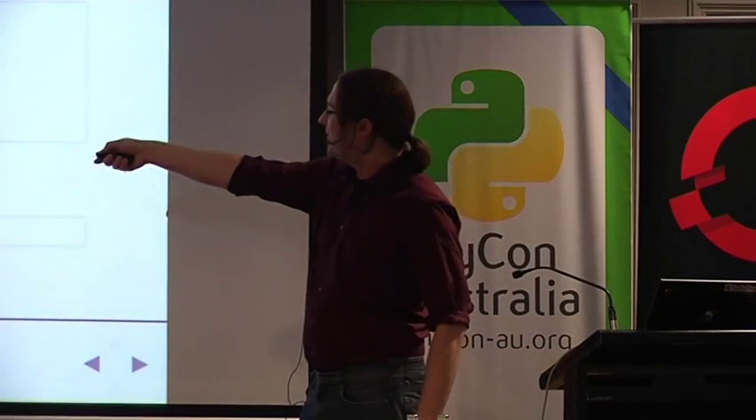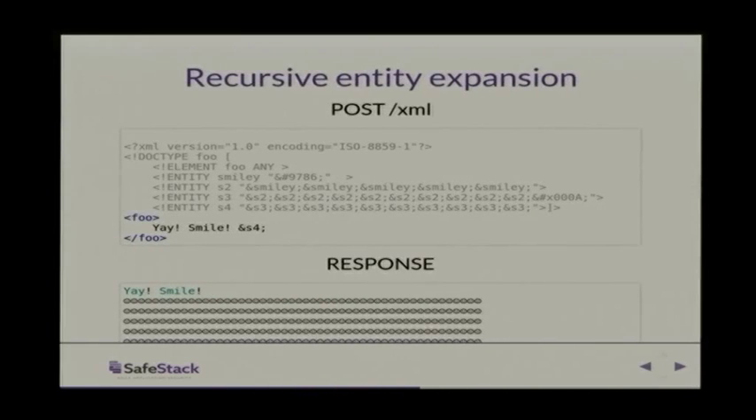You can define an entity. And I called it smiley, and I got a little smiley face. Let's make a couple entities. We make a smiley, and we make that smiley out of S4, which is a bunch of S3s.